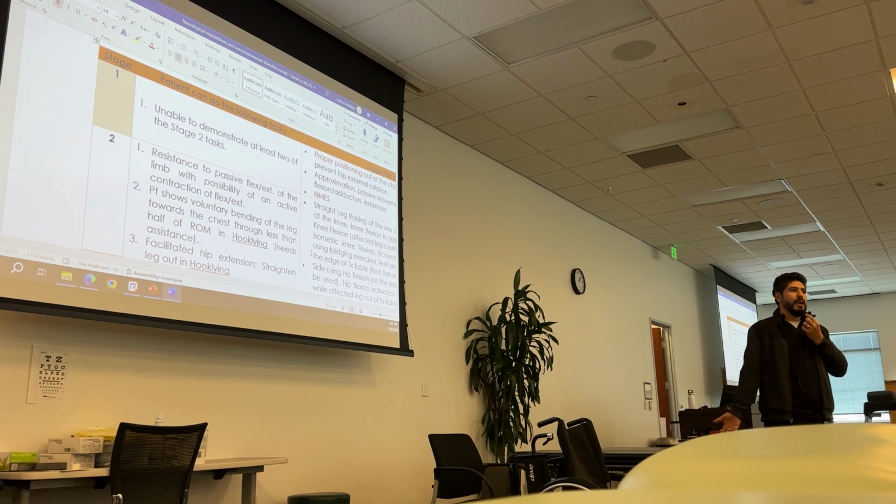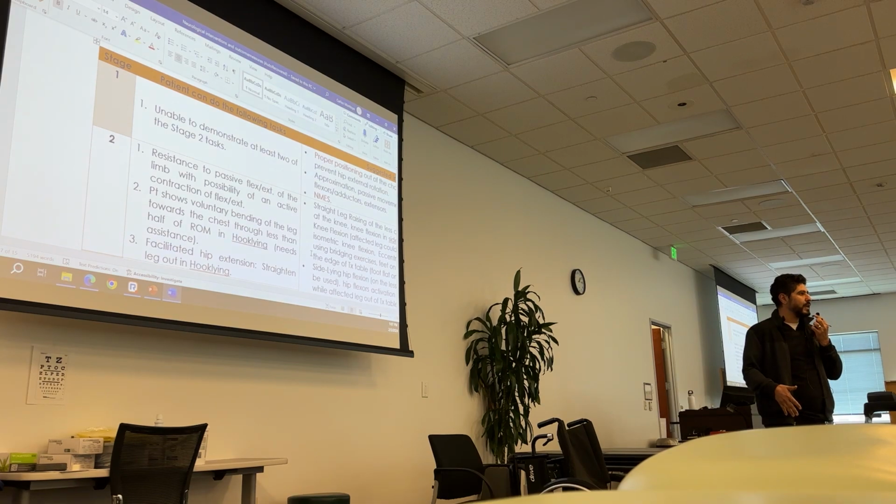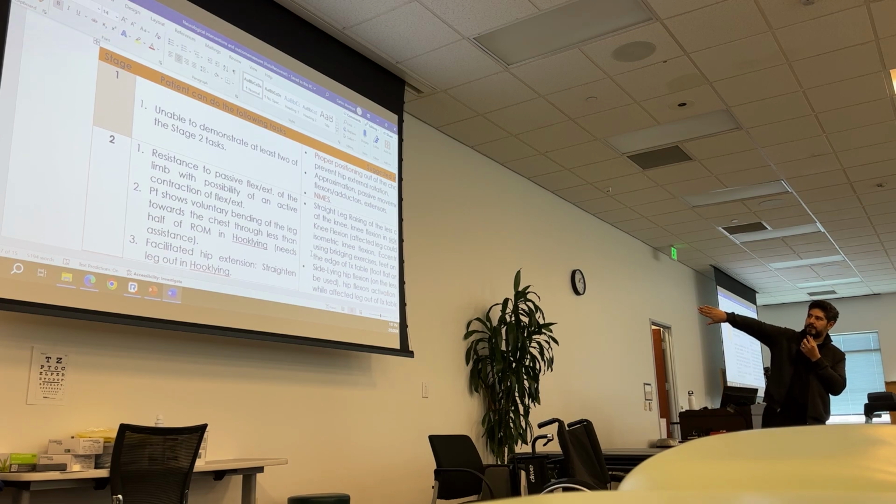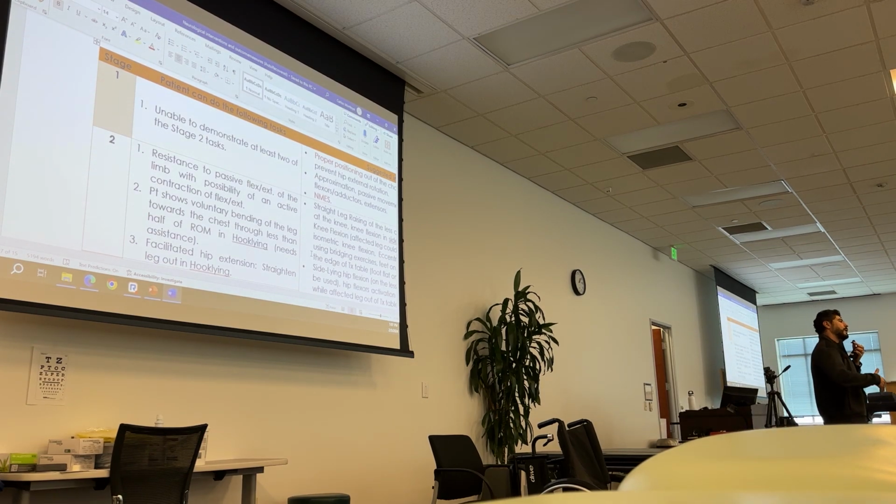And then on the second day of their stay in the hospital, they start PT. So after the 24 hours, making sure that the patient now is medically stable. Don't worry about those things. So at the stage 2, there is tone. So passive resistance to passive movement.